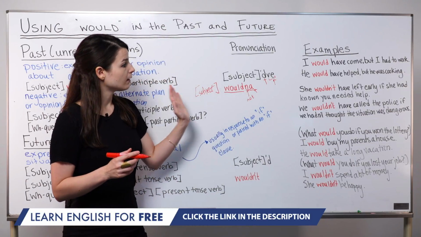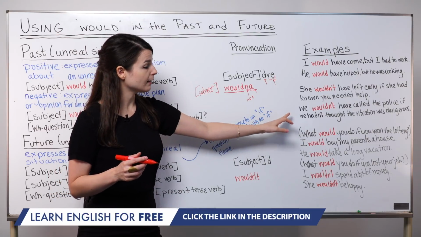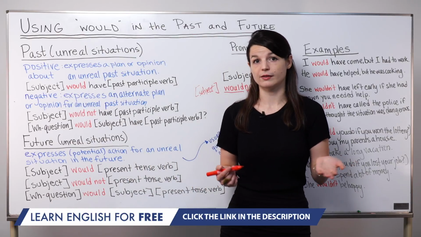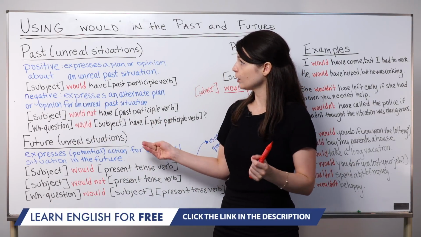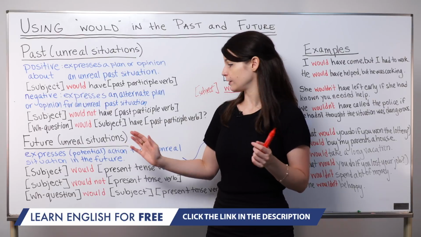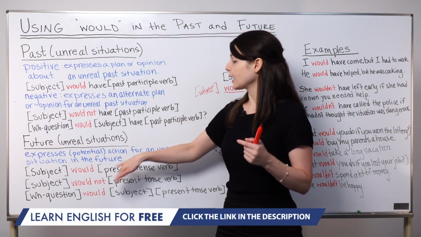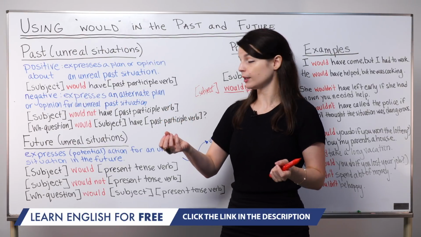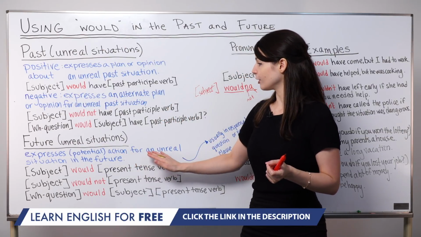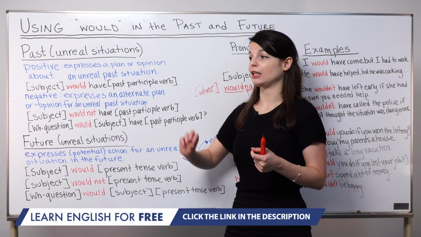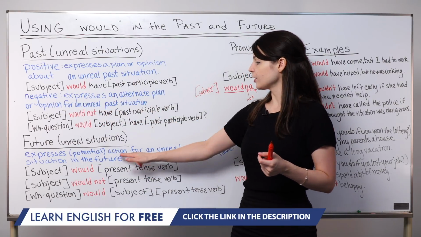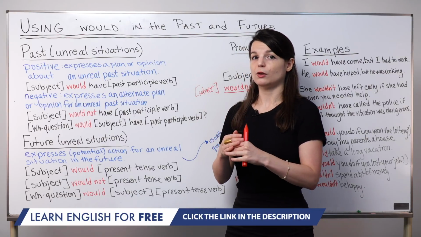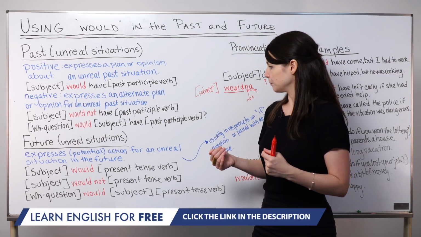Okay, so let's continue with this in mind. Let's continue on to looking at how to use it for future unreal situations. When we use would for a future unreal situation, we're expressing a potential, something that could happen, a possibility, a potential action for an unreal situation in the future. Or this can mean potentially no action. So I'll explain with some examples here.